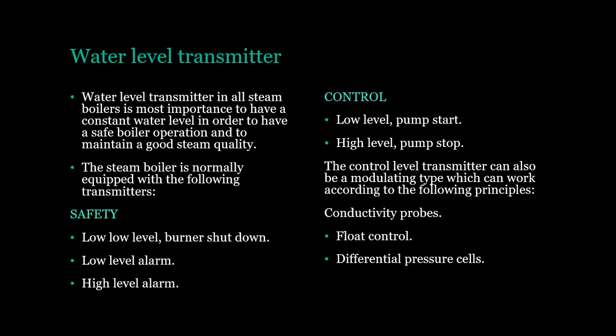The steam boiler is normally equipped with the following transmitters, for safety. Examples are low level, burner shutdown, low level alarm, high level alarm. For control examples: low level, pump start, high level, pump stop. The control level transmitter can also be a modulating type which can work according to the following principles: conductivity probes. Examples: float control, differential pressure cells.